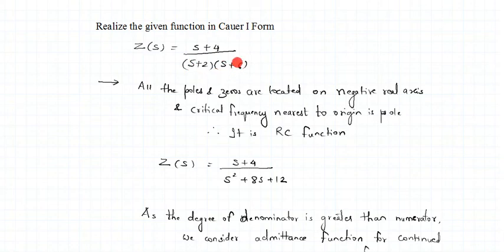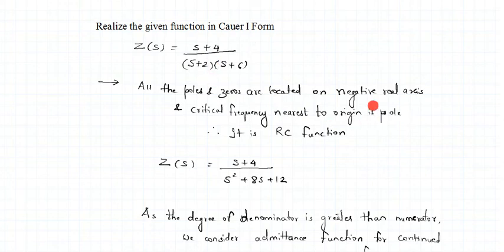The circuit and the function to which this belongs is not mentioned. So let us analyze the poles and zeros of the system. Analyzing the poles and zeros, we identify that they are lying on the negative real axis. Poles and zeros lying on the negative real axis describe either RL or RC. Further, the pole or zero closest to the origin here is identified to be the pole.